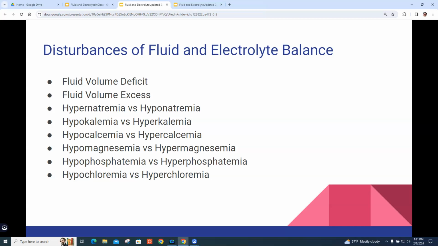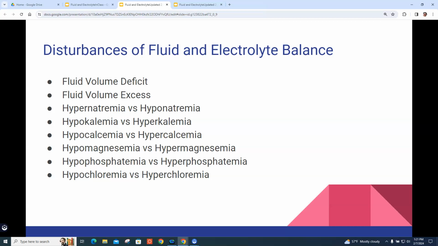Think of somebody with heart failure that isn't able to pump out enough fluid, so it accumulates and it causes edema. Hypernatremia and hyponatremia is pertaining to sodium. Hypokalemia and hyperkalemia is pertaining to potassium.